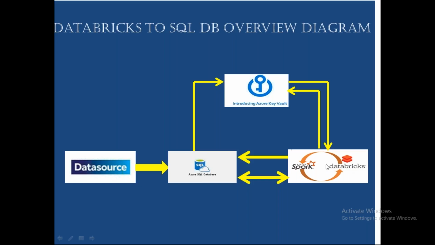From the Key Vault, Databricks should read the username and password. Once Databricks reads the username and password from the Key Vault, with the help of those things, it will connect to the SQL database. Once it is connected, it is able to read the data, and it is able to write the data back to the SQL database. Okay, this is what will happen.